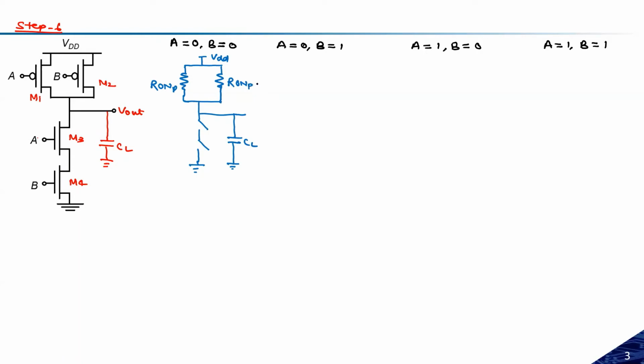Similarly, the second case could be A is equal to 0. So this one is in on state, and this one will be in the off state. This is how it will look like, VDD. Below it, A is equal to 0, so this will be open circuited, and the next one is having some resistance. From here we are getting the output. This is R on of N, and this is R on of P. Here I have connected some load and I'm getting some output.